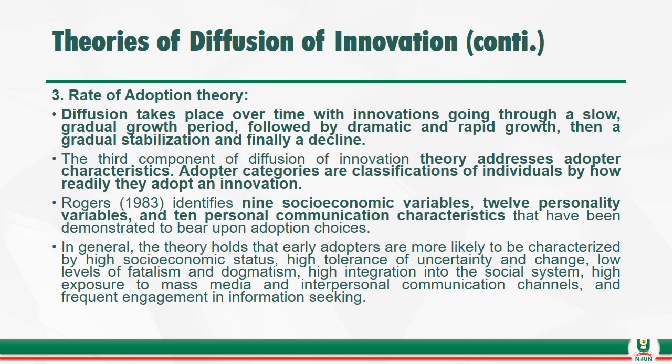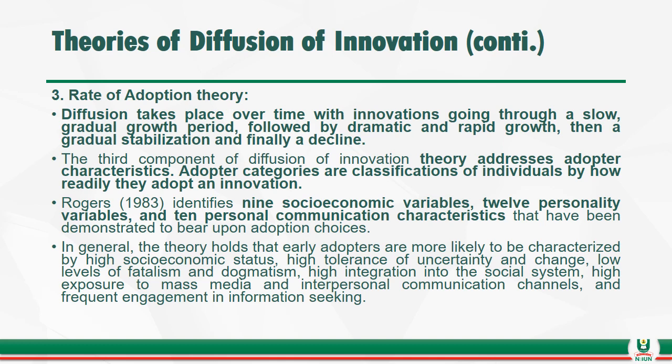The third is the rate of adoption theory. Diffusion takes place over time, with innovations going through a slow, gradual growth period, followed by dramatic and rapid growth, then a gradual stabilization, and finally a decline. Of course, these are the different stages or categories of adoption of innovation. The third component of diffusion of innovation theory addresses adopter characteristics. Adopter categories are classifications of individuals by how readily they adopt an innovation.